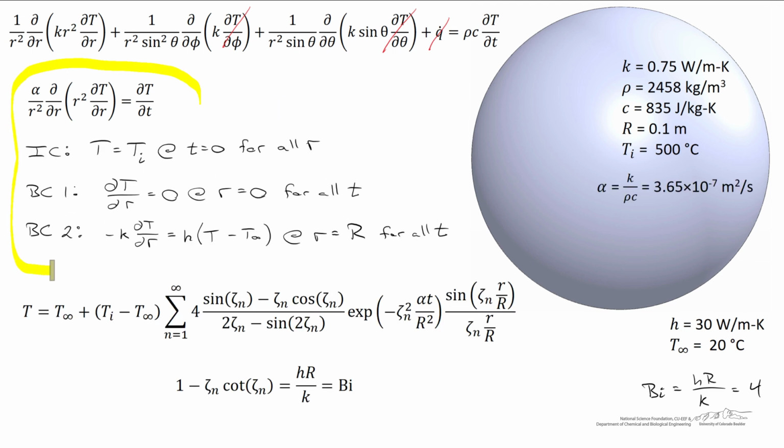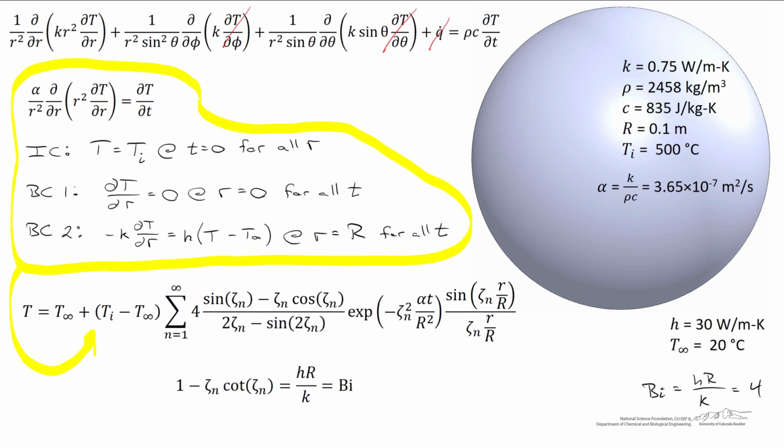The solution to this partial differential equation, subject to the initial condition and these two boundary conditions, is not particularly straightforward. You'll have to ask a mathematician how we got from there to this solution. The solution's tricky to implement for two reasons. One reason is this infinite sum, which isn't too hard, but the second problem is these values of zeta, which satisfy an equation involving the Biot number. There's no way to solve for zeta analytically. The only way to get a value of zeta is to guess and check or use an iterative numerical solver.